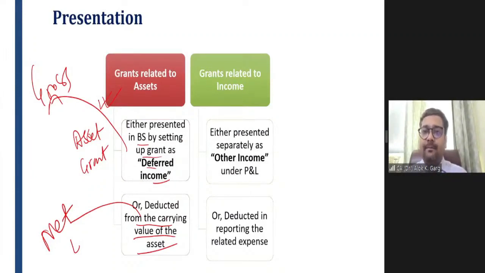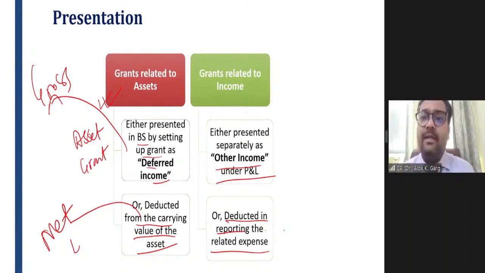Grant related to income. Grant related to income means grant relating to expense. Okay. So the government is giving you a grant either due to the past compliance of some condition related to expenses or the future compliance of some condition related to the expenses. If the grant is related to income, then it has to be separately stated as other income under P&L, or deducted in reporting the related expenses.